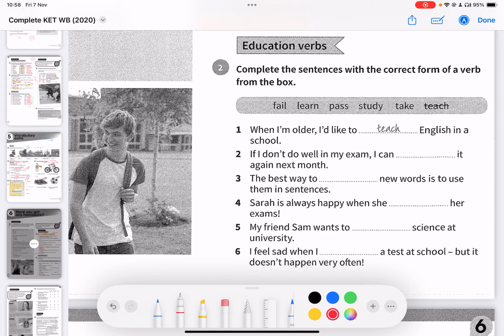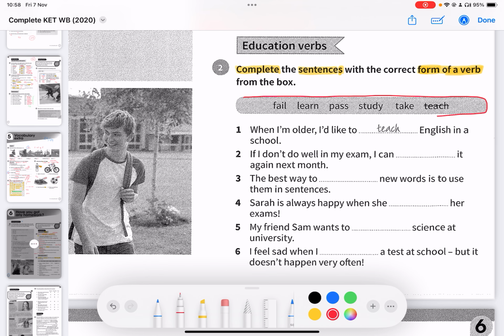First of all, always read the instruction. And we've got: complete the sentences with the correct form of a verb from the box. So we need to complete, hoàn thành, the sentences, những câu, with the correct form of a verb, dạng của động từ, dạng đúng của động từ, from the box, from this box.